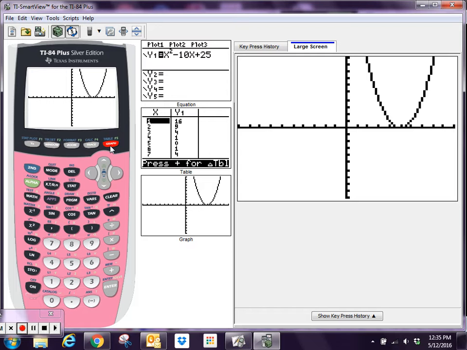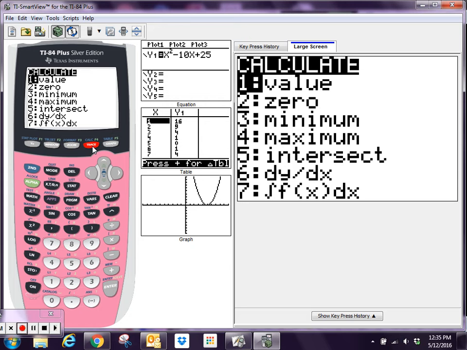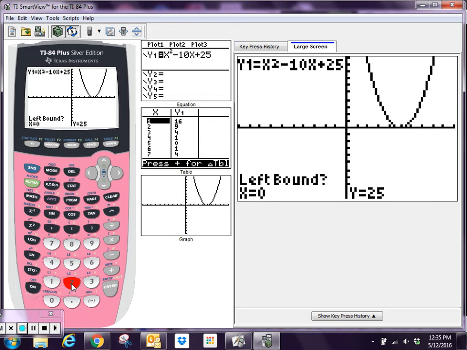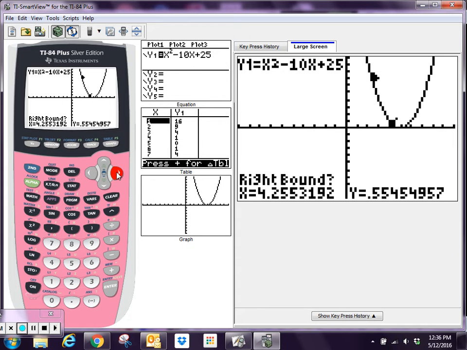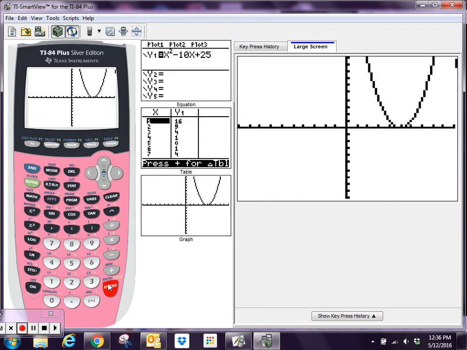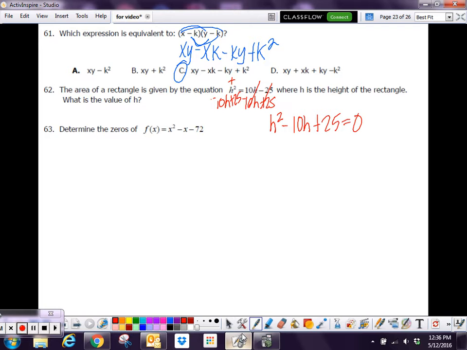So from here, I'm going to go to second trace. We want the 0, so number 2. Okay, right now my cursor is at 0.25. So I'm going to bring that down where I can see it. Okay, I need to get to the left of my 0 and the right of my 0. Now it's confusing here because your 0 is also a minimum. It's the lowest point. So I've got my left bound. I'm going to right click over to get to the right side, then enter, and then enter one more time. And there's my answer. Now mine says 4.9999981, but that obviously rounds up to 5. So in this case, the height is 5.